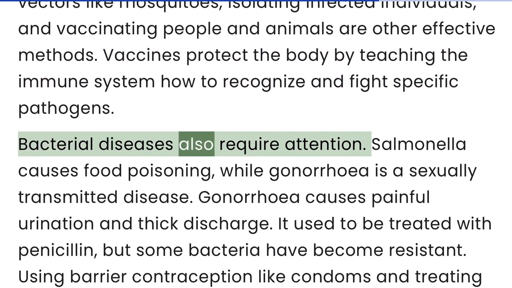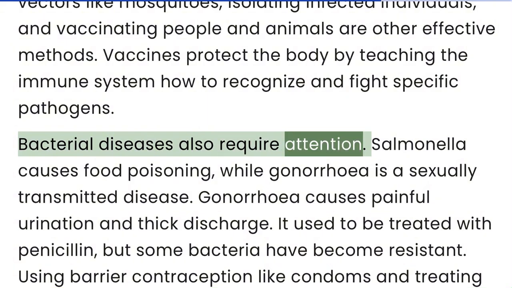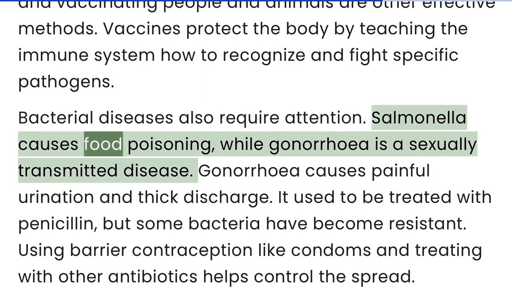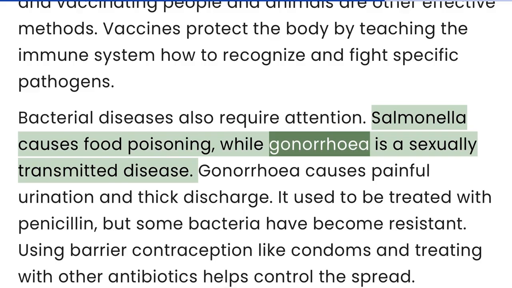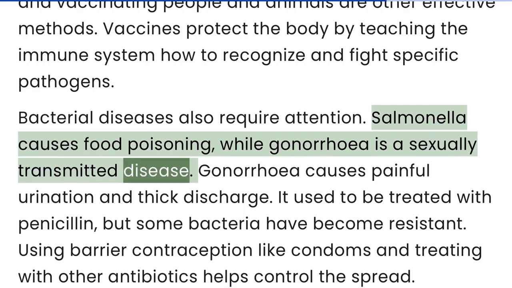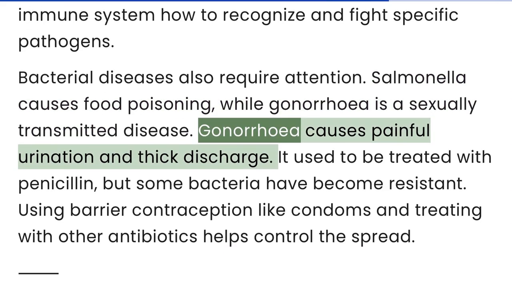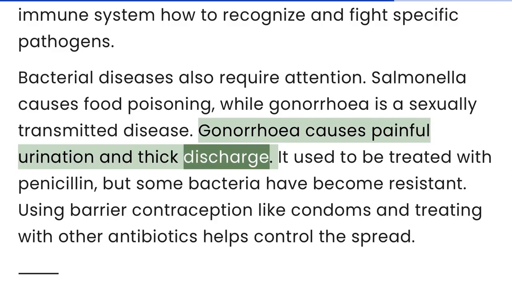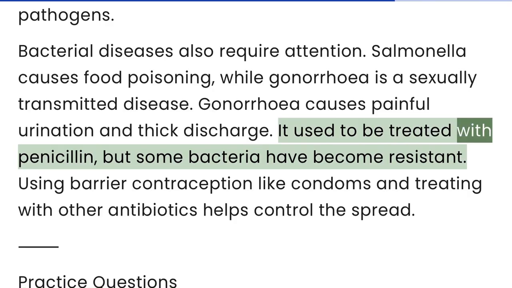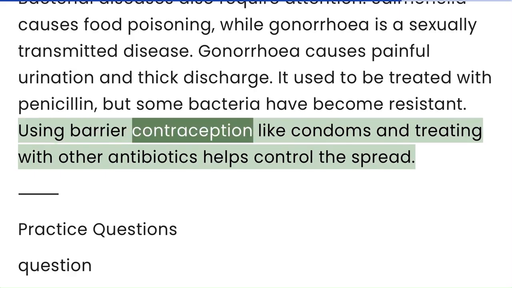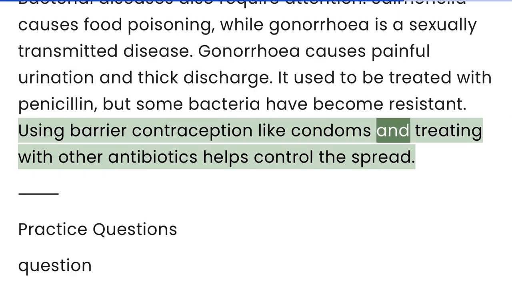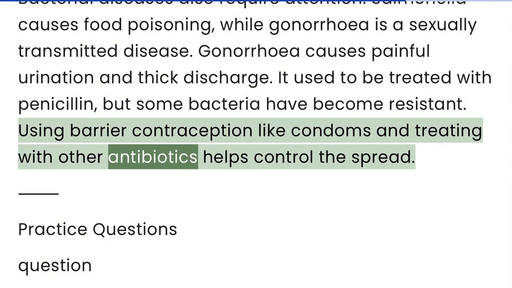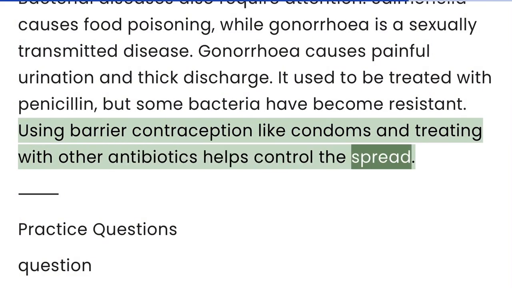Bacterial diseases also require attention. Salmonella causes food poisoning, while gonorrhea is a sexually transmitted disease. Gonorrhea causes painful urination and thick discharge. It used to be treated with penicillin, but some bacteria have become resistant. Using barrier contraception like condoms and treating with other antibiotics helps control the spread.